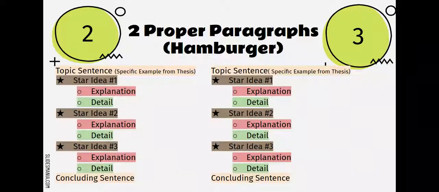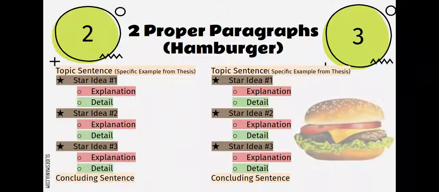The second and third part of your essay takes those 2 specific examples and turns them into proper paragraphs with a topic sentence, 3 STAAR ideas, an explanation in detail for each of our STAAR ideas, and a concluding sentence. Now, these types of paragraphs are the hamburger paragraphs that we've been working on this week. This is the main part of your essay, and this is where you really get your points for your ideas on that rubric.